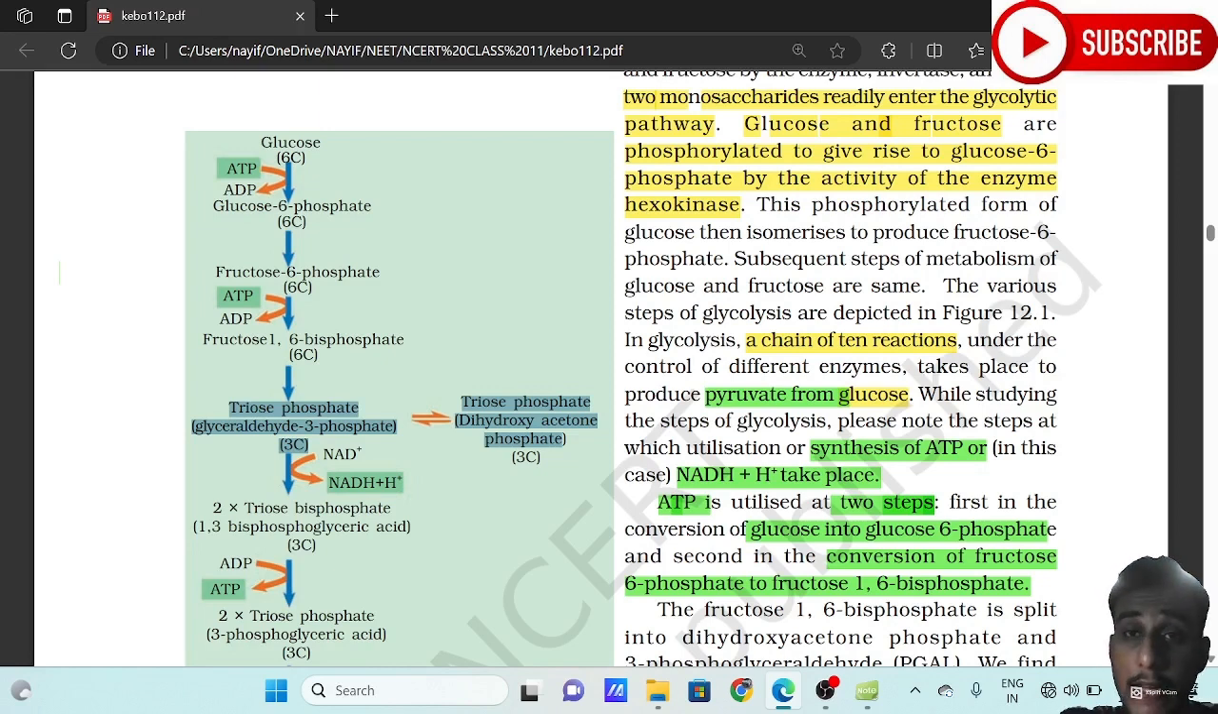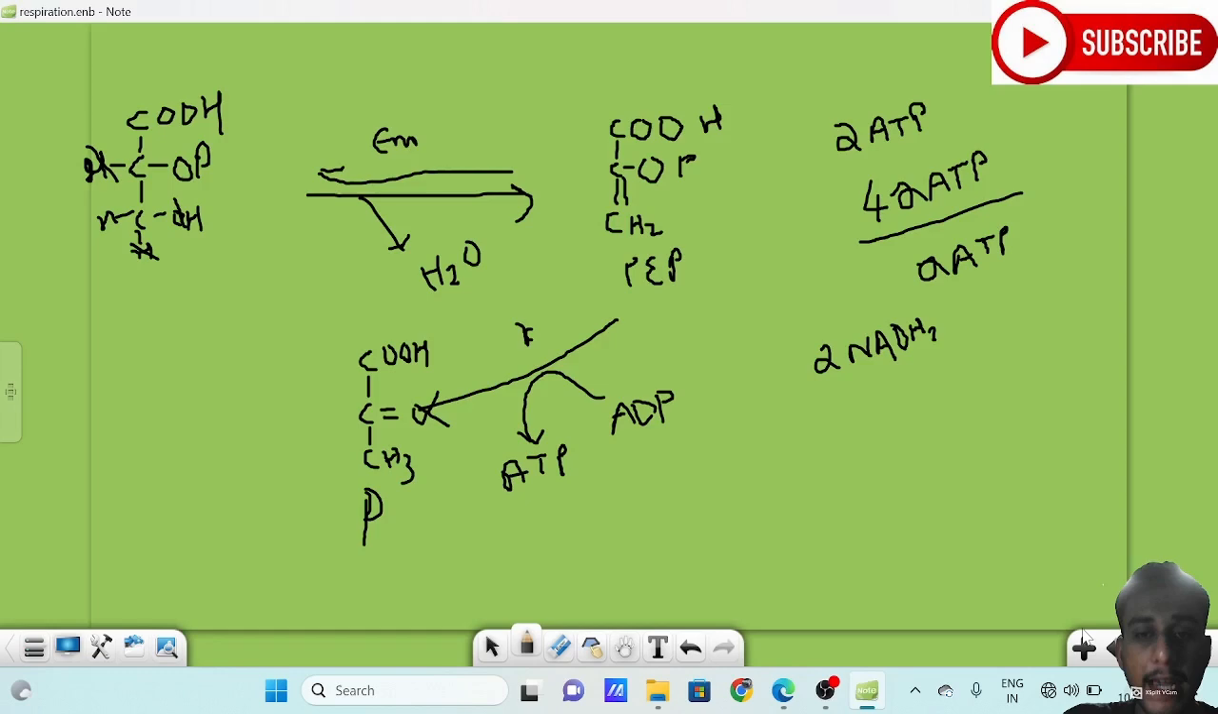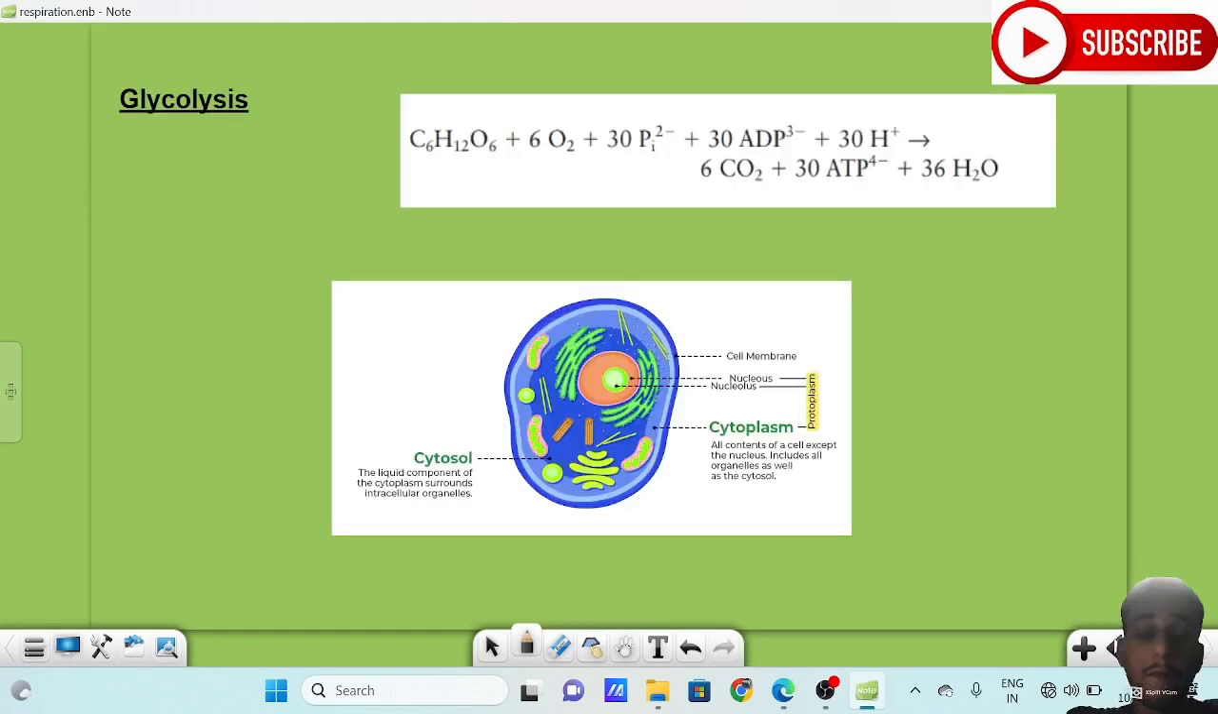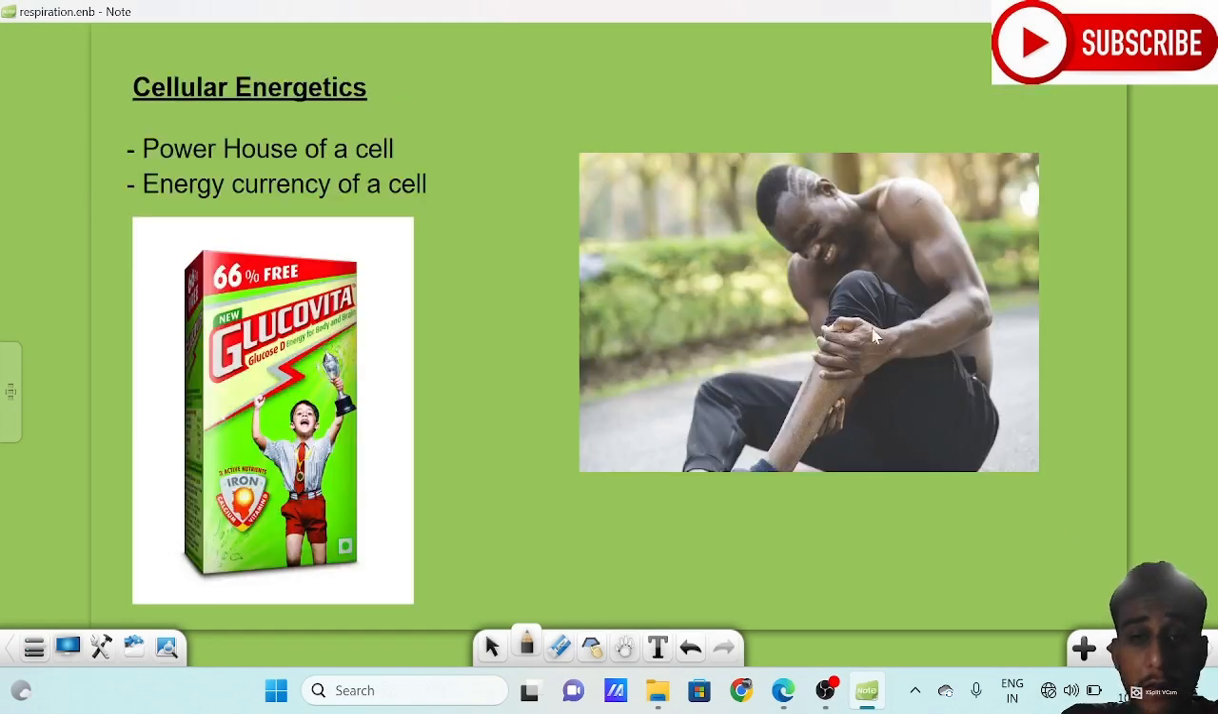So lactic acid will accumulate. That is the reason for cramps. A diagram I have shown here. That is the reason for muscle cramp, due to the accumulation of lactic acid in the muscle cells.